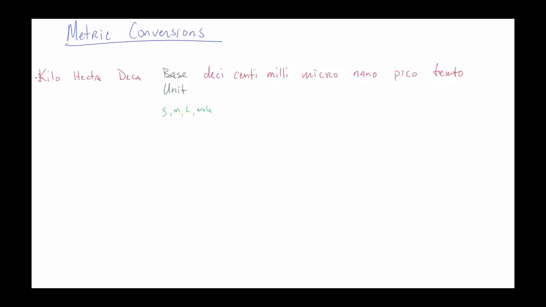So let's go ahead and make the connections. Kilo would actually be 10 to the third, hecto is 10 to the 2, deca is 10 to the 1, that would be 10.